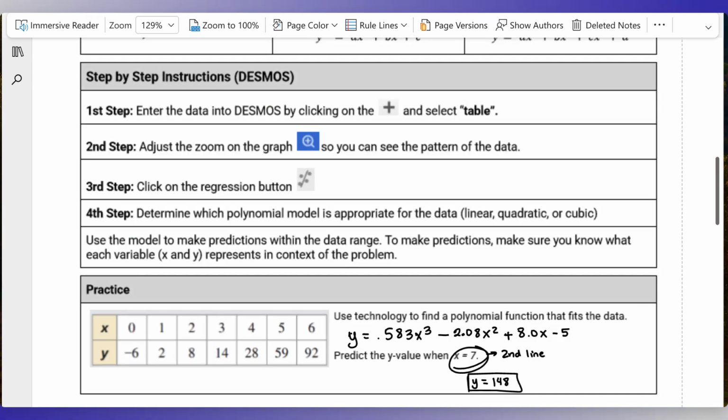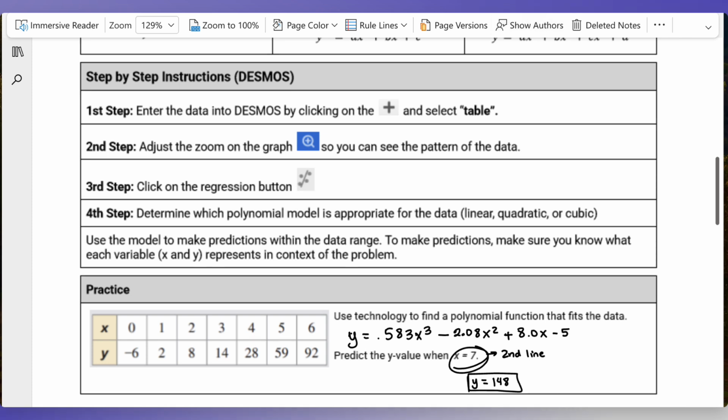So today we get to use the new and improved DESMOS. We have the easiest method now, no more coding involved. All you have to do is input the table of values. You're going to click this little plus sign in the upper left-hand corner of DESMOS. And then after you input that data, you can see your data by clicking on the little magnifying glass. After you see your data, you're going to click on this regression button in the upper left-hand corner.